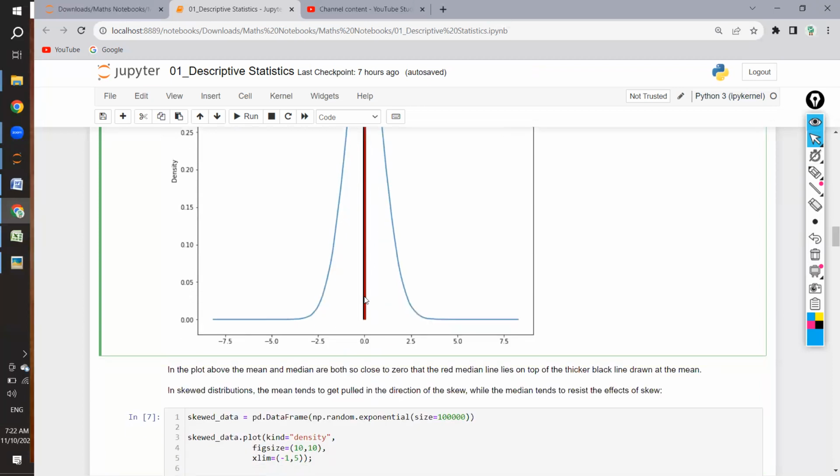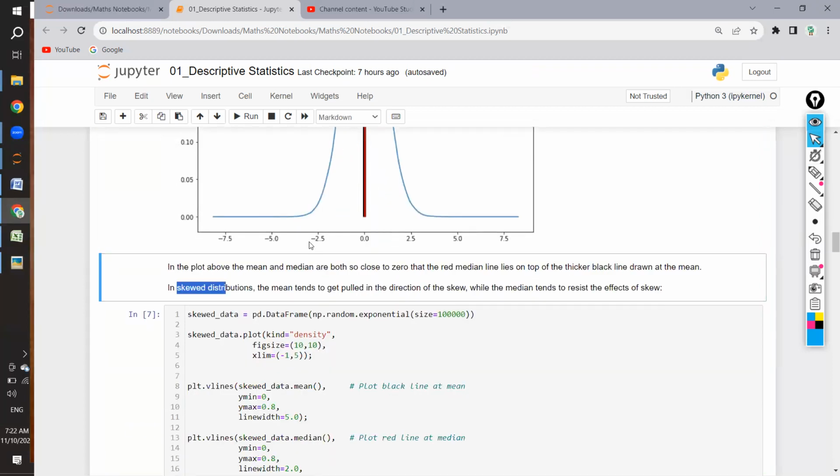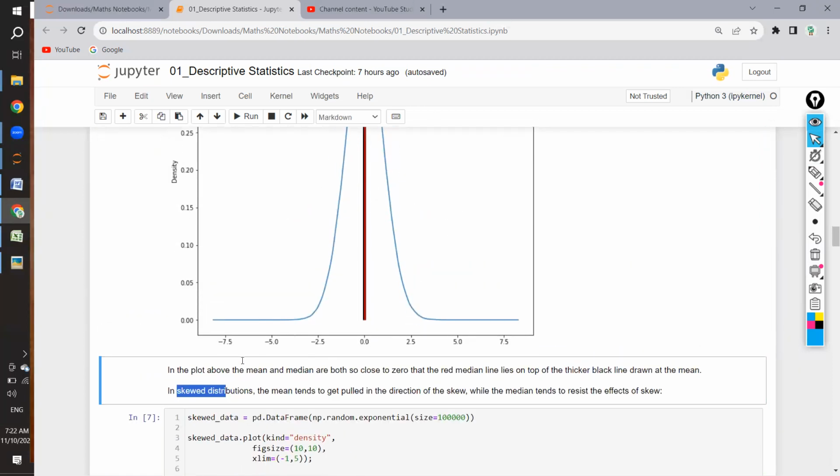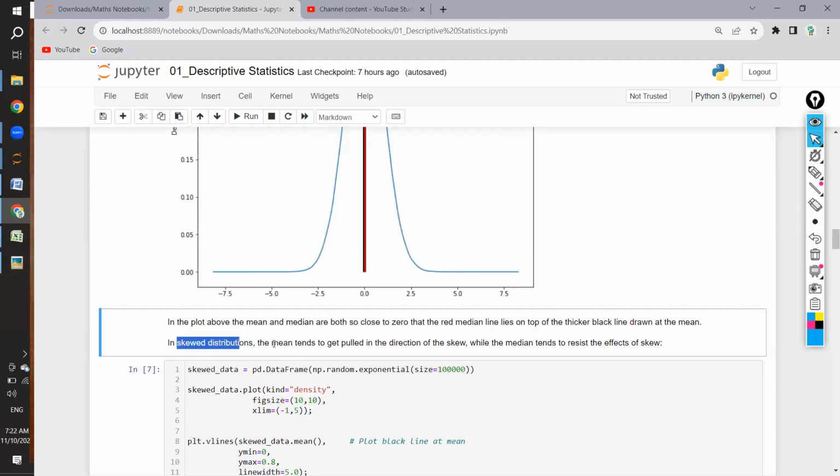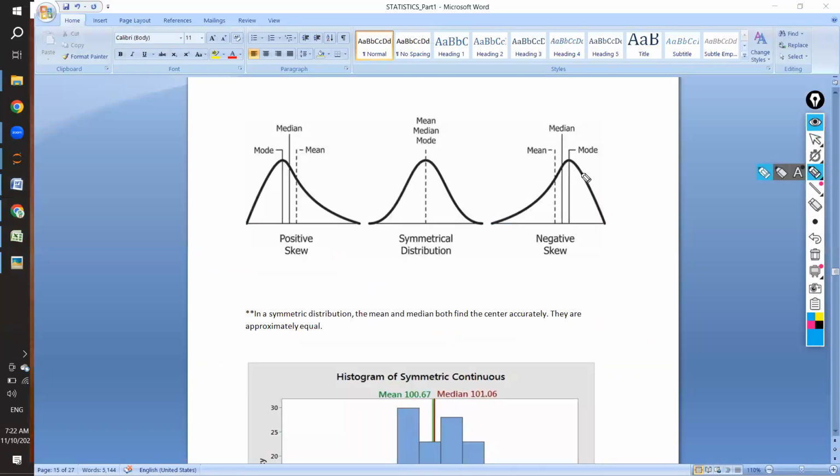As you can see, this is a symmetric distribution, right? But in a skewed distribution, what happens is the mean tends to get pulled in the direction of the skew. Here, what is the skew direction? This direction, let's say positive direction, the mean gets pulled away. Here, negative direction, the mean gets pulled away.